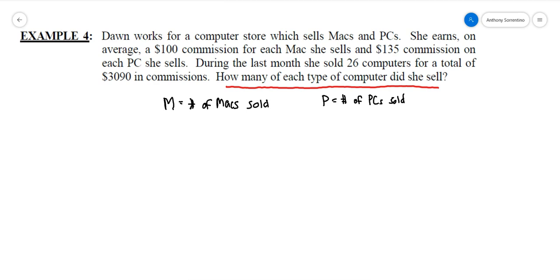So let's take a look and see what information that we have here. There's two things that we're looking for, because there's only two types of computers they're mentioning, and they're looking for how much she sold of each. So I have two values I'm looking for, which means I need to come up with two equations that relate these two together. So one equation is the fact that she sold 26 computers. That means that the number of Macs that she has plus the number of PCs that she sold should total 26.